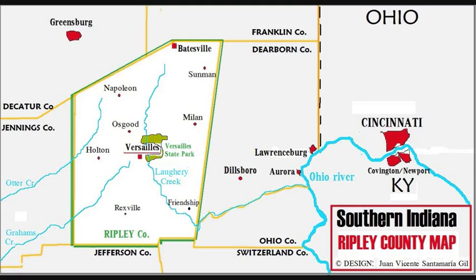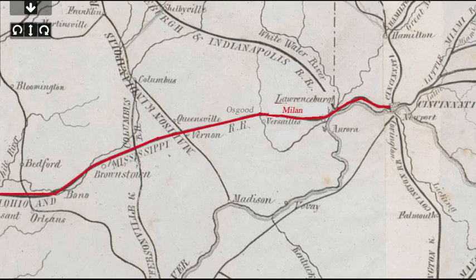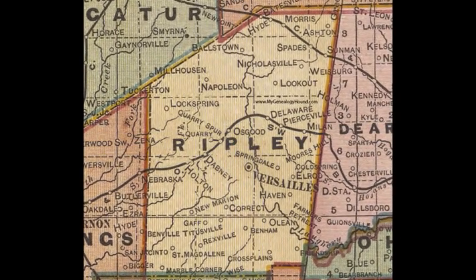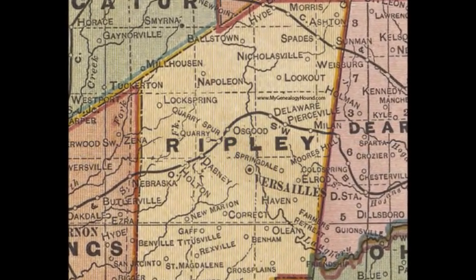The railroads brought development and commerce to Ripley County and southern Indiana. The Ohio and Mississippi Railroad, since 1854, linked Cincinnati and St. Louis. This railroad is the reason why Milan has today this urban structure.